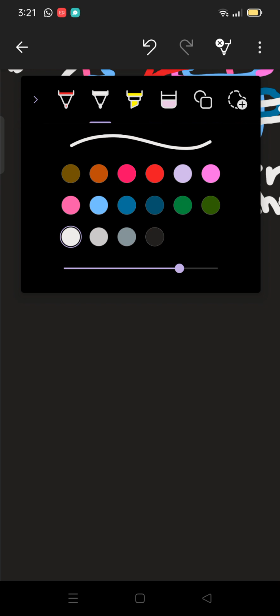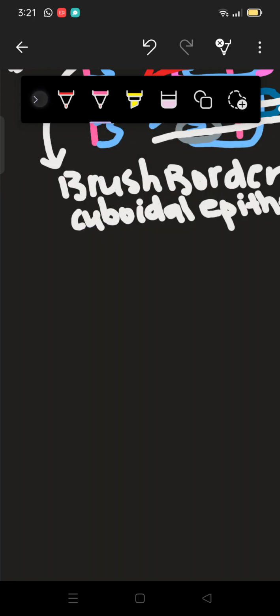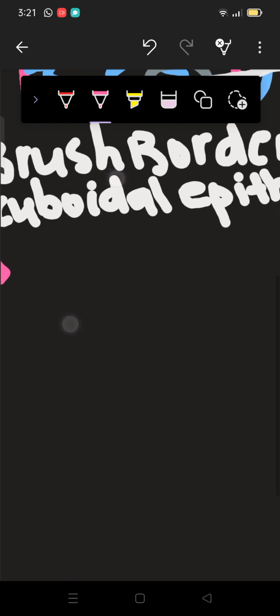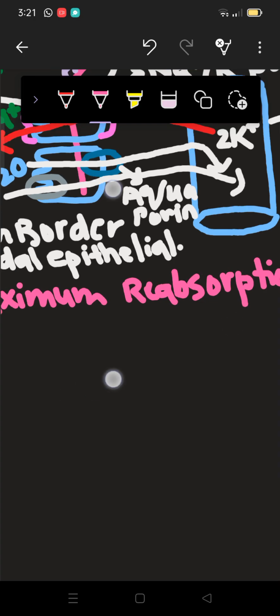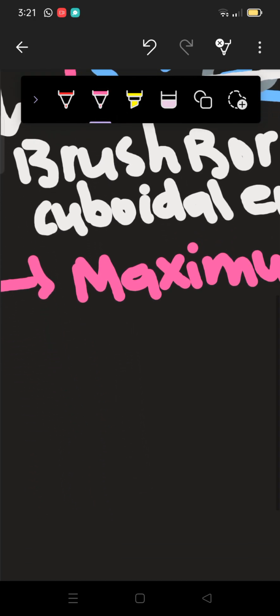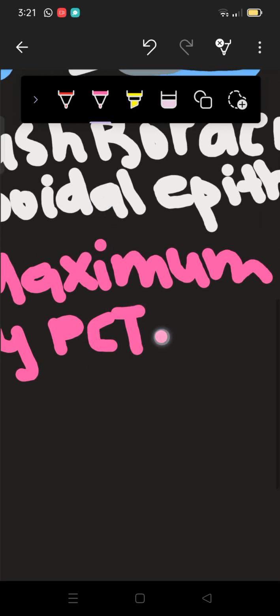So I am writing here with this color. All right, maximum reabsorption is done by PCT or proximal convoluted tubule.